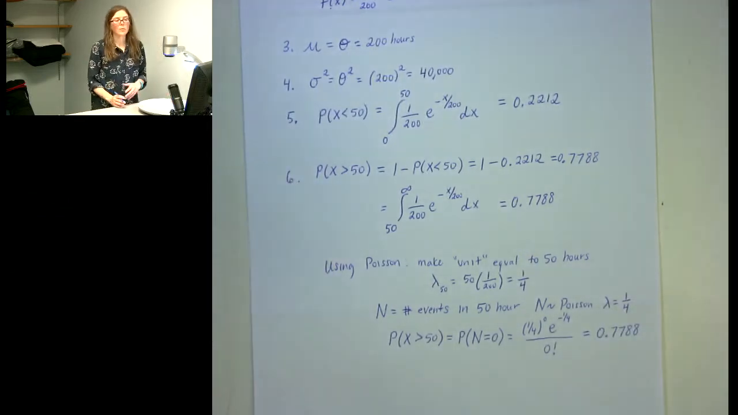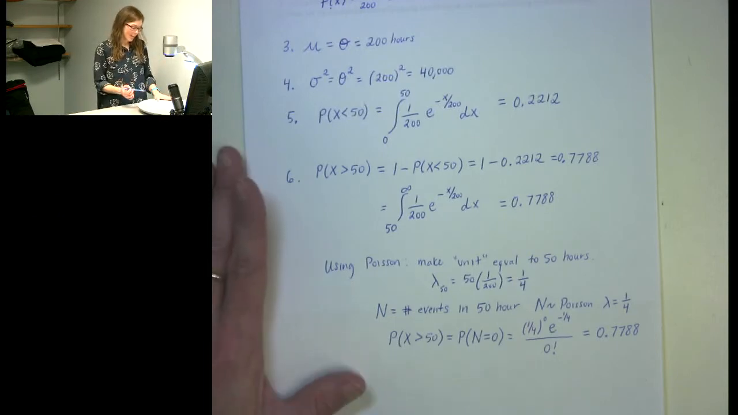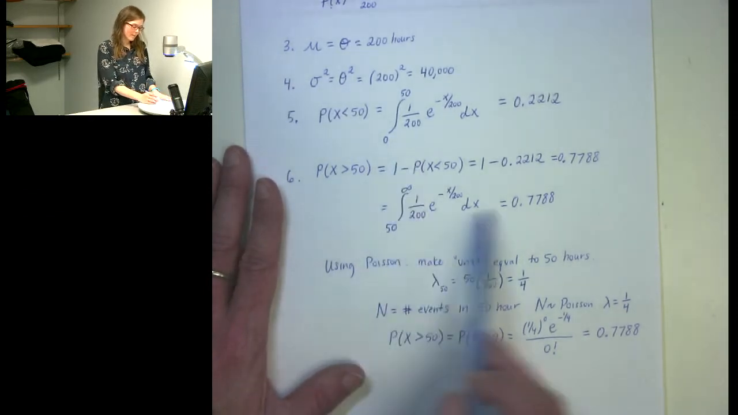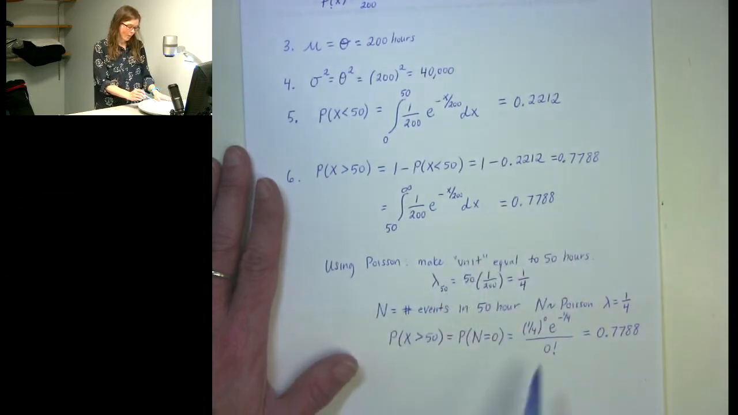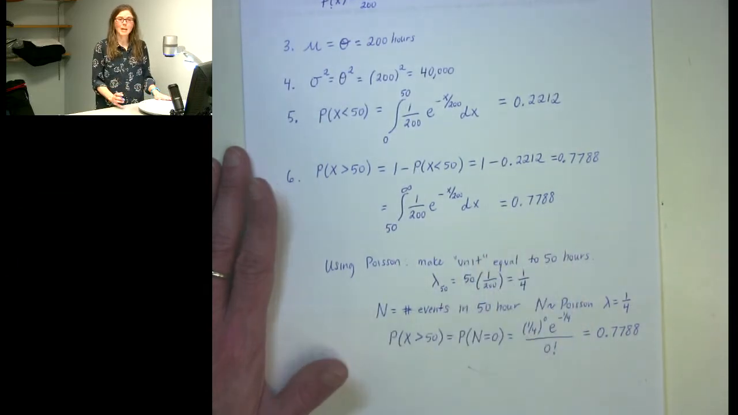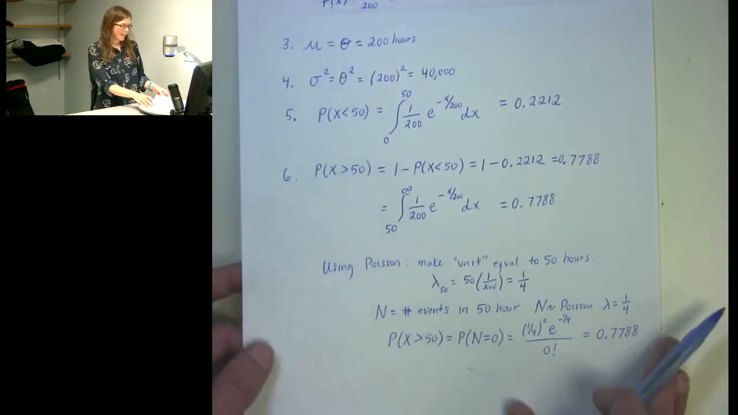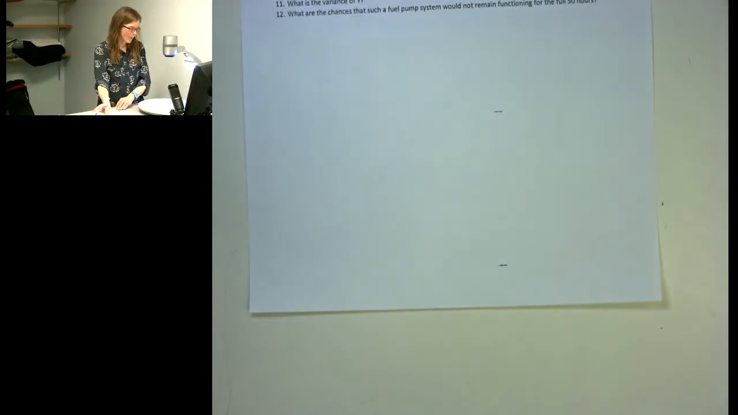So often when we're working with a situation where we're looking at the time until an event occurs in a Poisson process, we could calculate probabilities either using the exponential distribution, as we did here, or we could use a Poisson distribution to come to the same answer. Okay. Next, we're going to take a look at the second part of this example.